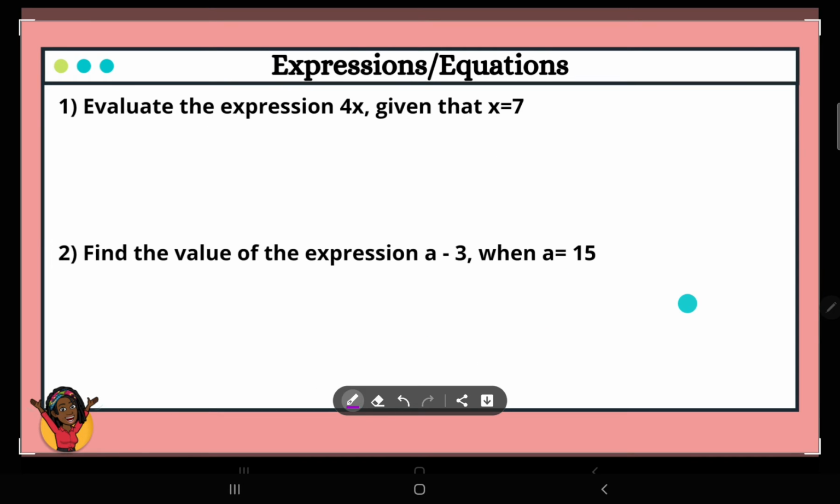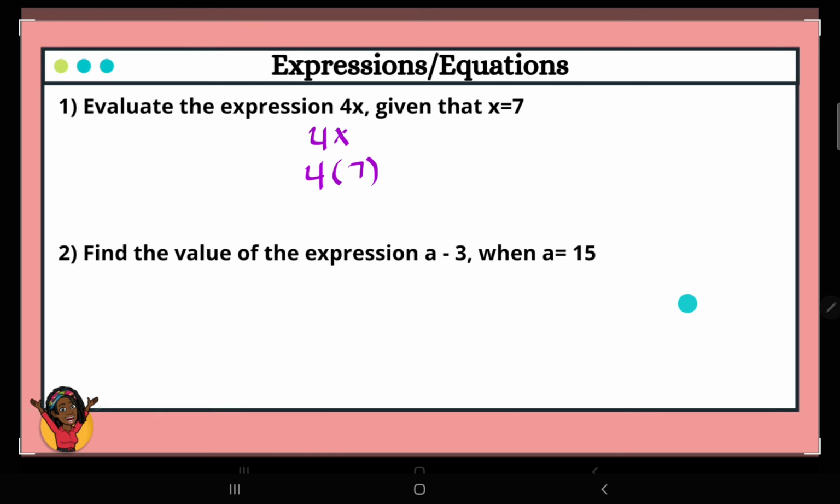Example 1. Evaluate the expression 4x given that x is equal to 7. So I'm going to go ahead and write the expression for x, and then I'm going to replace the x with a parentheses. Now the parentheses is really important, especially when we're doing a multi-step problem, because it shows what operation needs to be done with the number. So I'm going to plug the number 7 in.